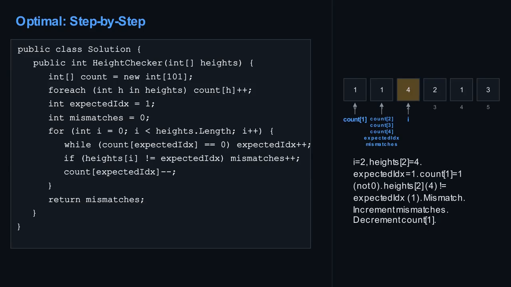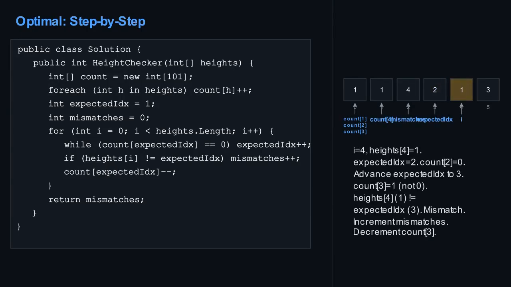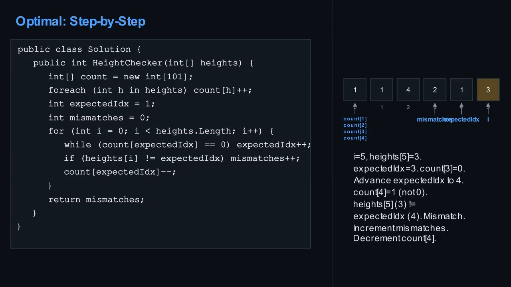At index 3, height is 2. Expected is now 1, but counts[1] is 0. So we advance expected to 2. counts[2] is 1. Current height 2 matches expected 2. Decrement counts[2]. At index 4, height is 1. Expected is now 2. counts[2] is 0, so we advance expected to 3. counts[3] is 1. Current height 1 does not match 3. Mismatch. Increment mismatches. Decrement counts[3].